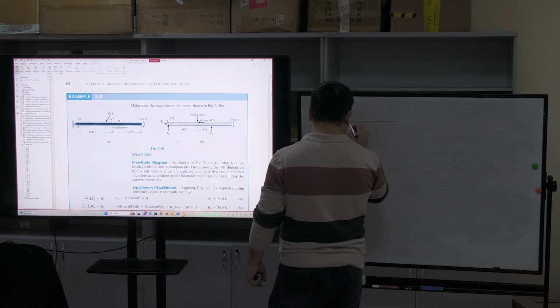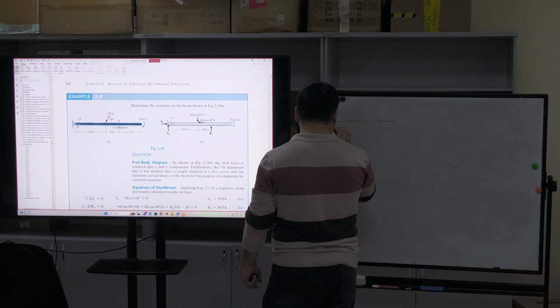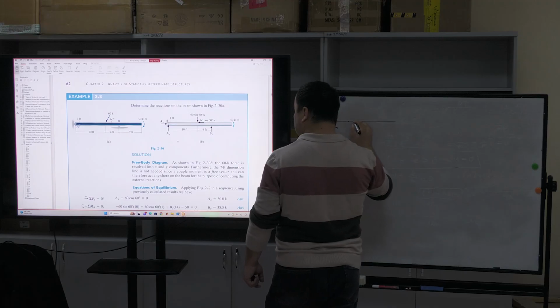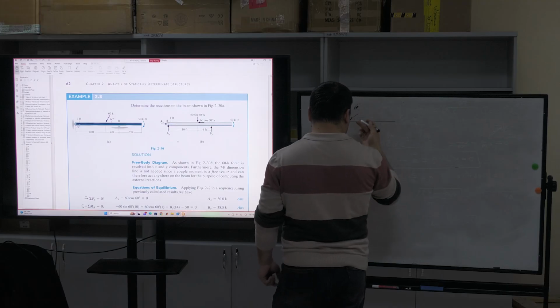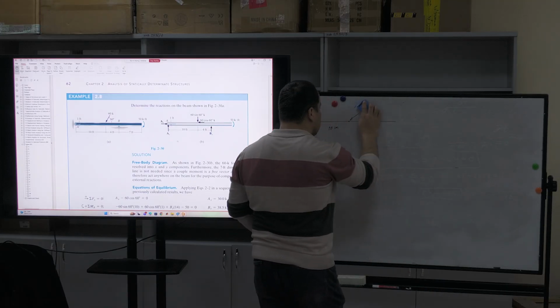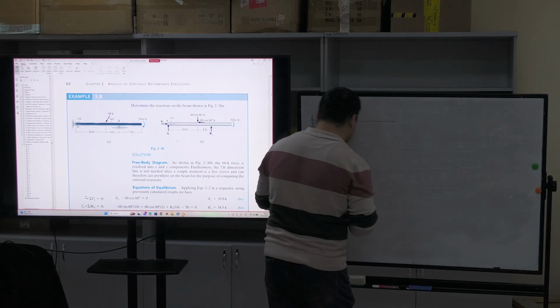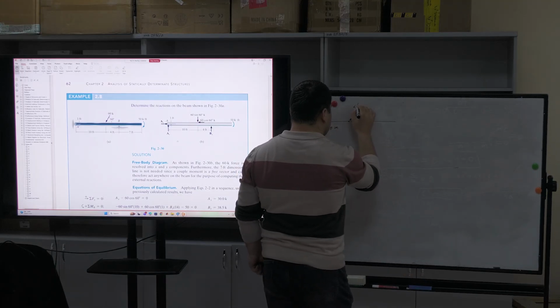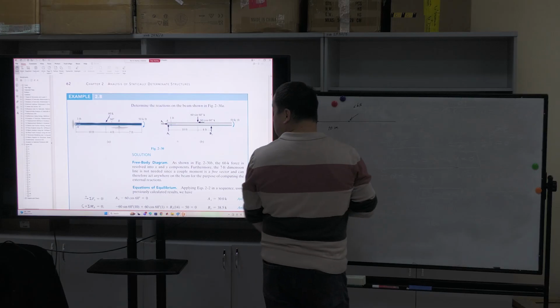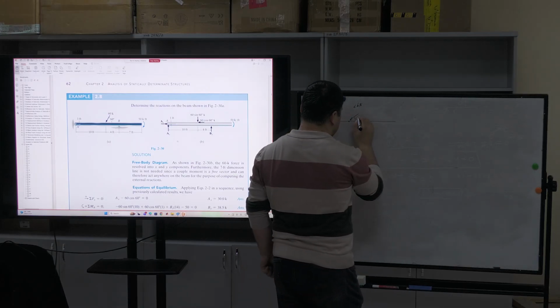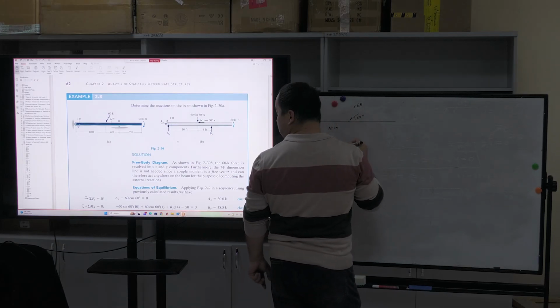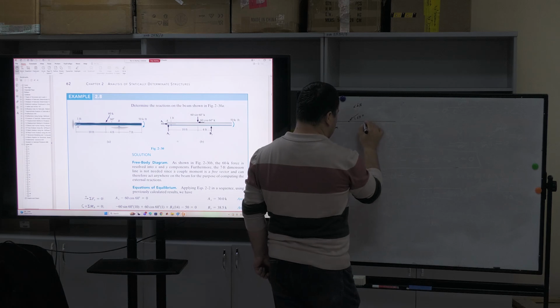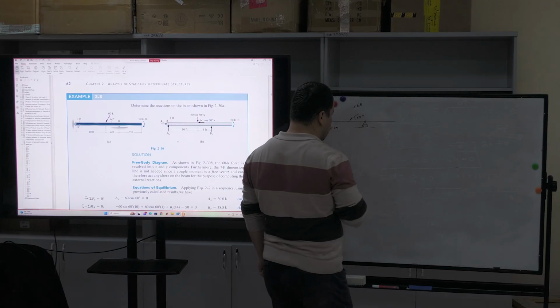So we have maybe 10 meters here, and acting here a 6 kilonewton force. Right. A 6 kilonewton force at 60 degrees. And here we have one roller support. Yes?